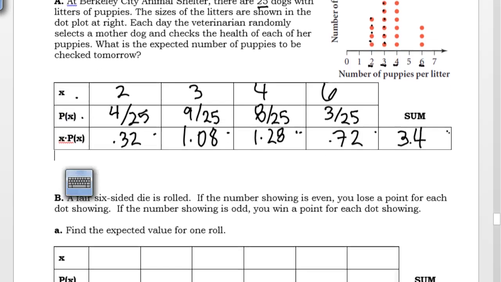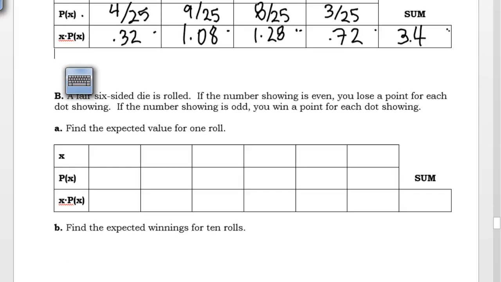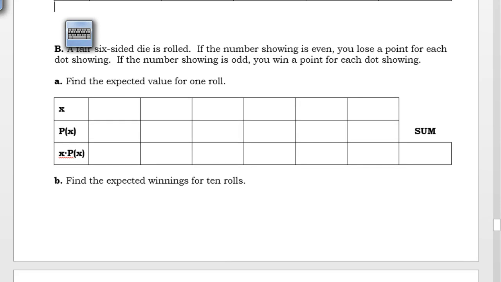We have one more example, basically the same setup though. A fair 6-sided die is rolled. If the number showing is even, you lose a point for each dot showing. If the number is odd, you win a point for each dot showing. Find the expected value for one roll.